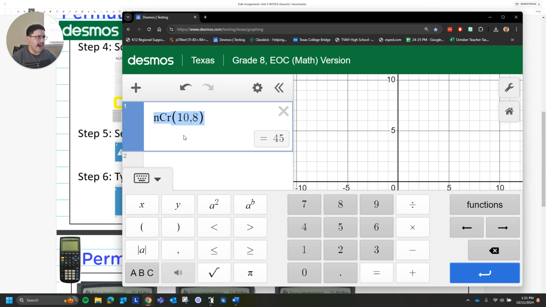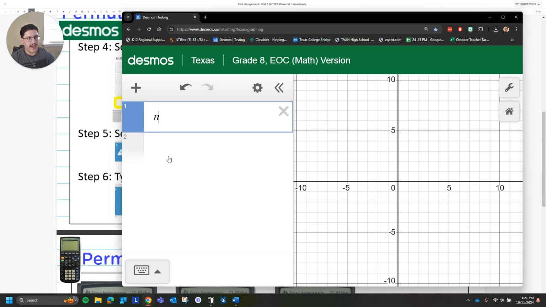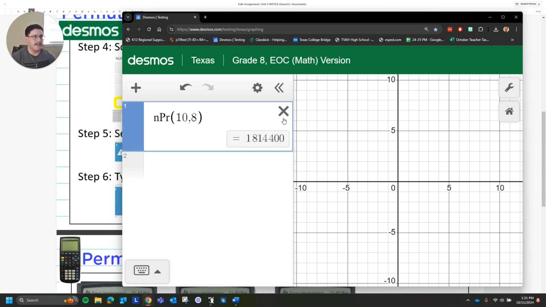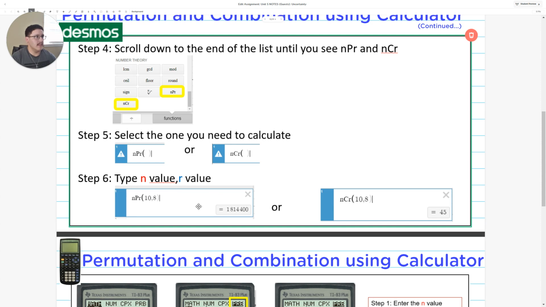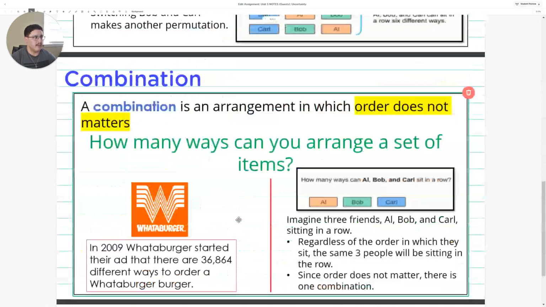Now, if you know what to type, you don't have to go through the keyboard. You could just type N, capital C, R, open parentheses, and then type your numbers with the comma in between them. Close the parentheses, and it'll calculate it. If you want the permutation instead of combination, just use P instead. I believe that is it for Desmos.